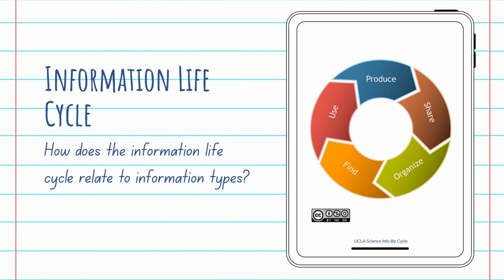How does the information life cycle relate to information types? When you are looking at a source of information, you can think about where it fits in the information life cycle, which will help you understand what kind of information source it is. First, thinking about how information was produced or created will help you understand if it is primary, secondary, or a tertiary source.